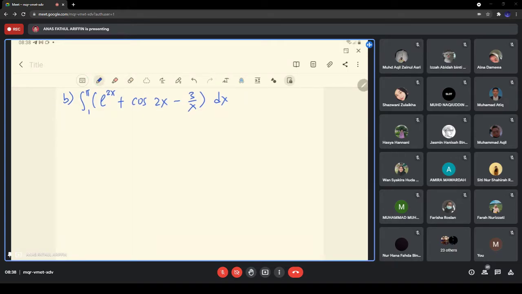So we will have, okay, integrate from 1 to pi, and then e power of 2x dx, and then this one plus cos 2x dx, and then minus 3 over x dx. Okay, so kalau perasan ni 3 over x ni kita boleh juga tulis 3 times 1 over x. Betul? 3 times 1 over x.